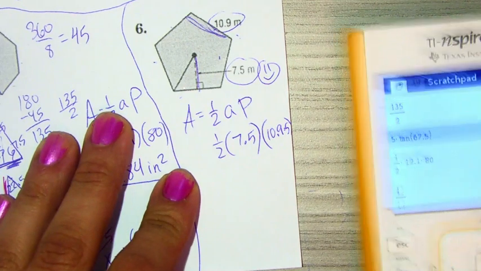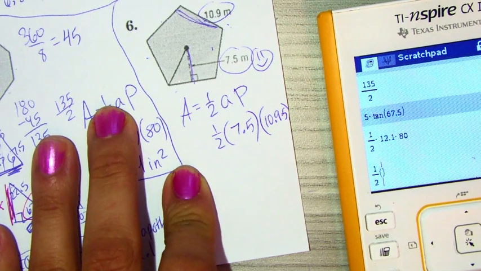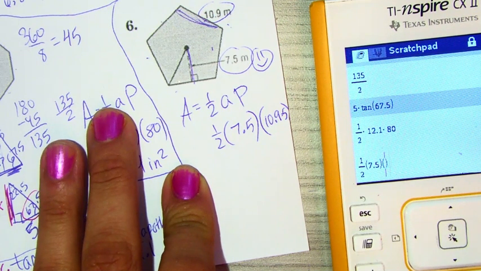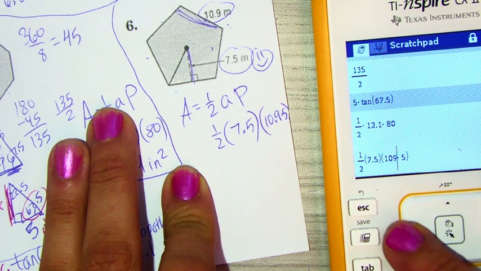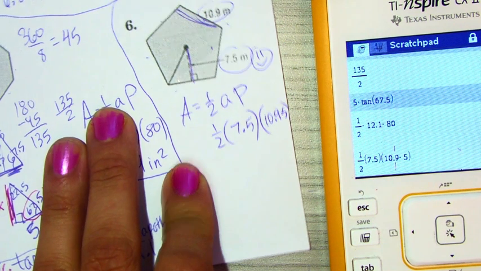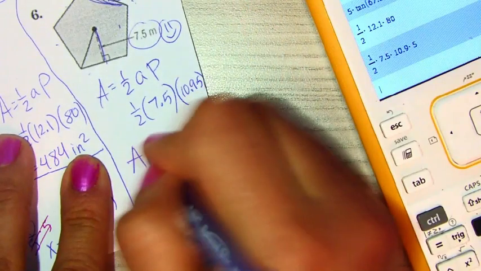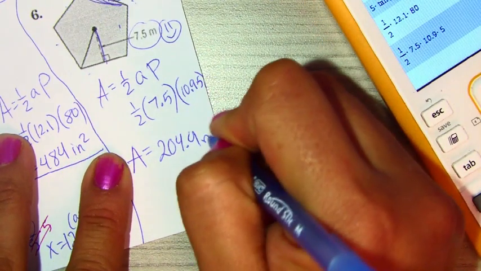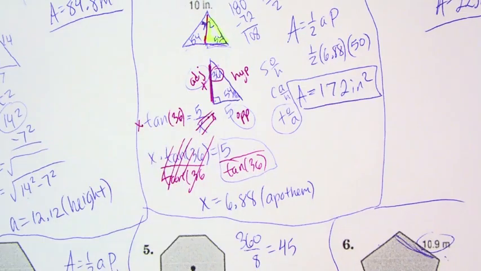So then we're going to type 1/2 times 7.5 times 10.9 times 5. Oh, I forgot the decimal. Okay, that should do it. So 204.4 meters squared.